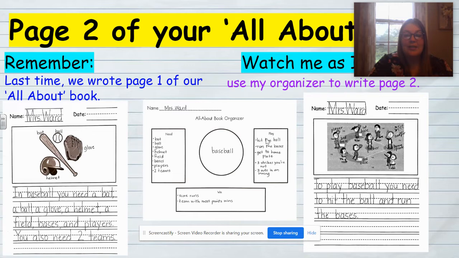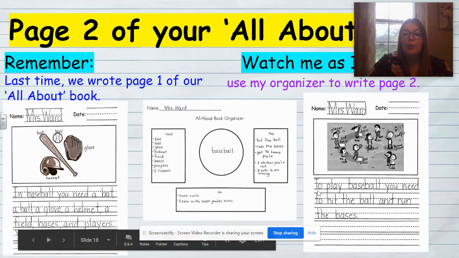Some words and phrases that I had for my play box were hit the ball, run the bases, get to home plate, 3 strikes, you're out, 3 outs in an inning. Those are some rules on how you play baseball. Now I'm going to take those and put them into a sentence. Remember, you do not have to use all the information that you shared in that box. So here's what I wrote: To play baseball, you need to hit the ball and run the bases.